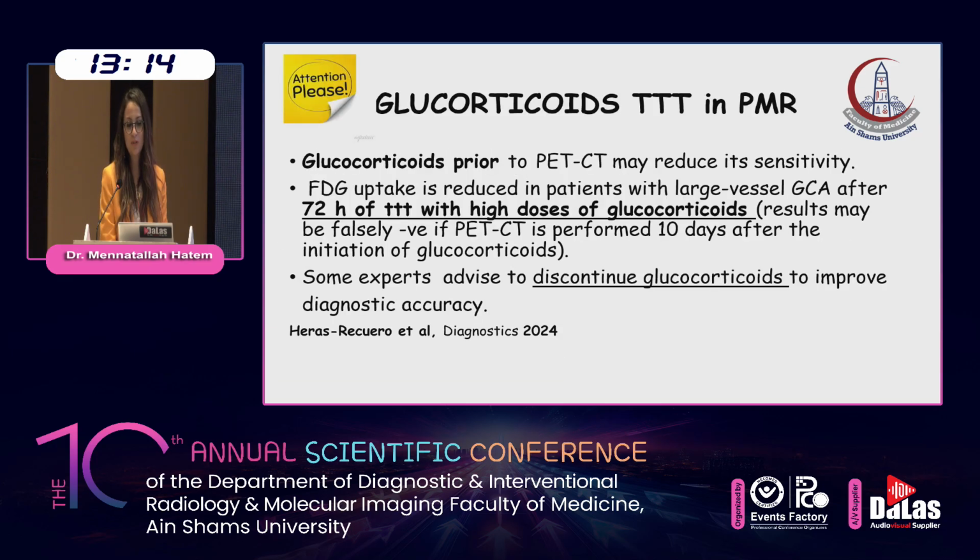They are used prior to PET-CT. When they are used prior to PET-CT, it may reduce its sensitivity. It's a treatment in PMR. So FDG uptake is reduced in patients with large vessel giant cell arteritis after only 72 hours of treatment with high doses of glucocorticoids.